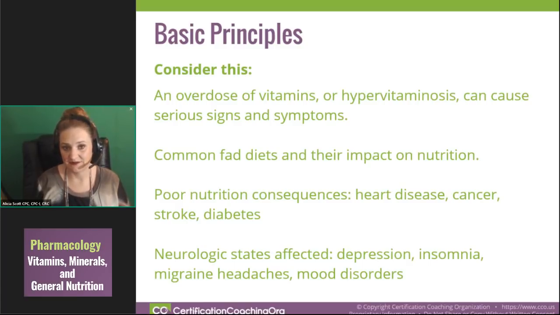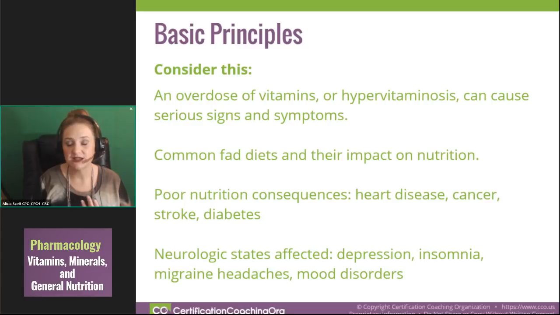Fad diets. Well, do you guys remember the cabbage diet? I don't know if you're old enough or young enough to remember the cabbage diet. Nothing wrong with that. Cabbage is good for you. It'll clean your system out. It is high in fiber, but people were eating it like crazy. It does have nutritional value, but if you eat too much of one thing, it doesn't balance out, right? So you surely don't want to eat too much cabbage.